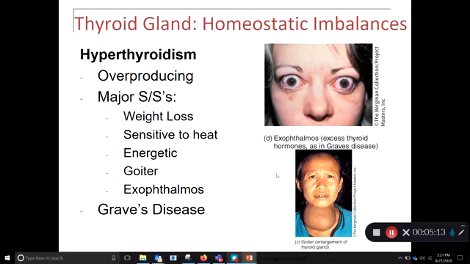You could also develop something called a goiter, which this young lady down here in the bottom right corner demonstrates, a very pronounced goiter. That's just a giant lump on the throat due to an enlarged thyroid.